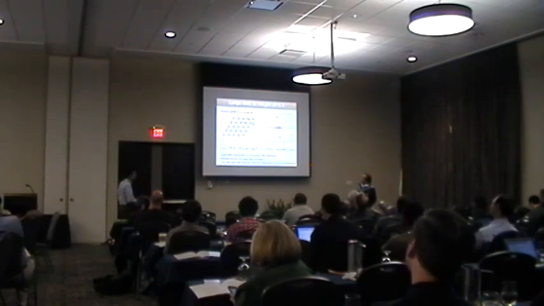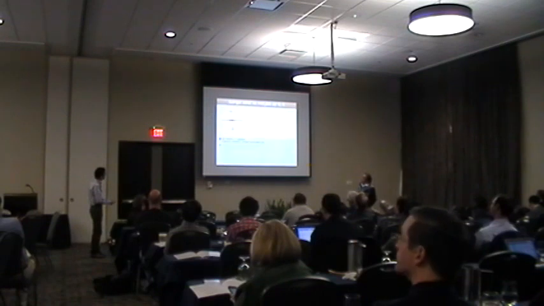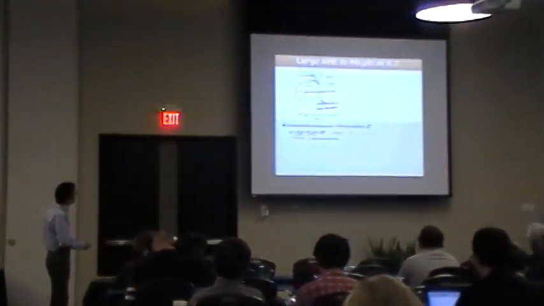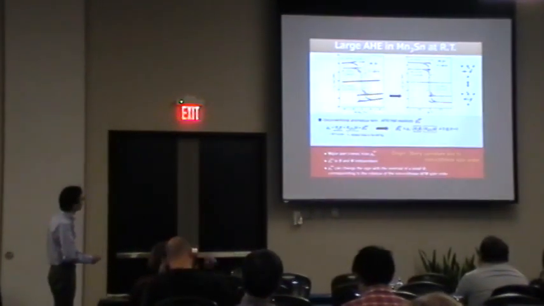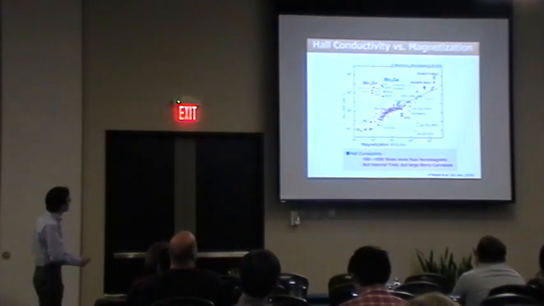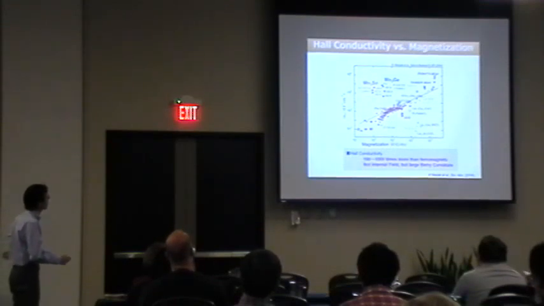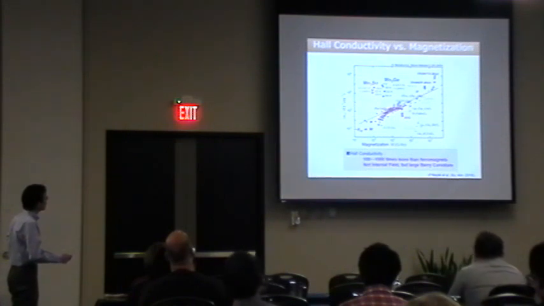In this system, it does actually approach quantization. The size of the anomalous Hall conductivity is quite large. If it's quantized, it should be something like thousands of inverse ohm centimeters, and indeed it's almost approaching that.